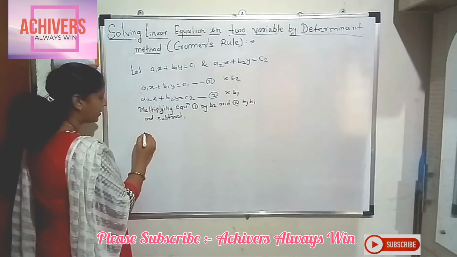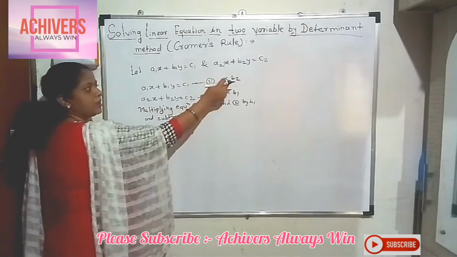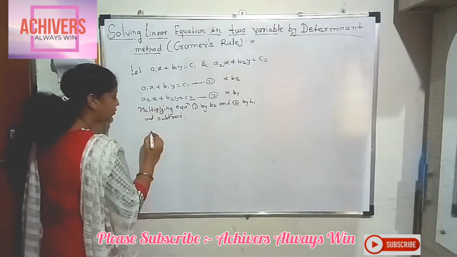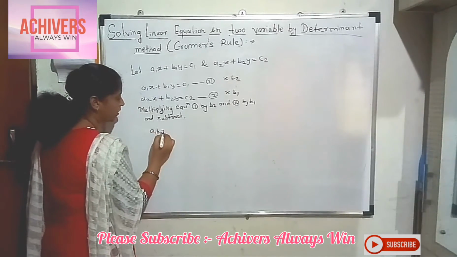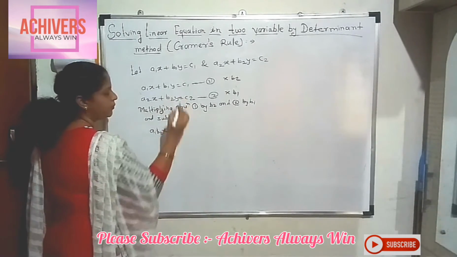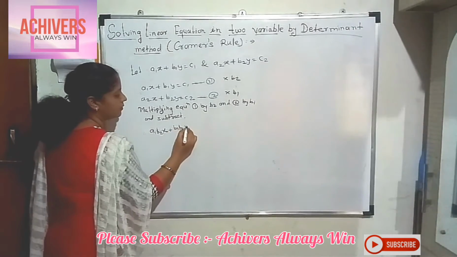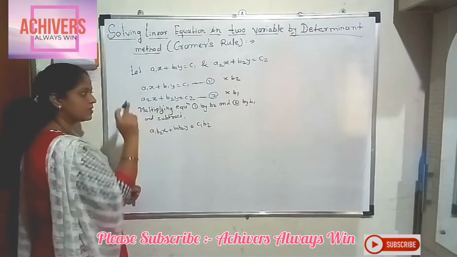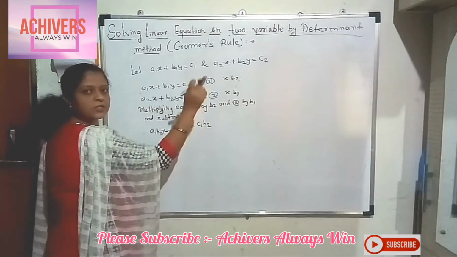Then say the multiplication. Multiply b2 to equation number 1: a1 into b2, a1b2x plus b1b2y is equal to c1b2. That is our new equation. Similarly, multiply the second equation by b1.